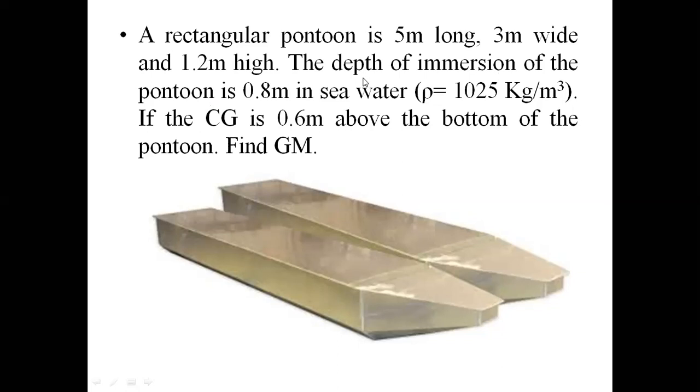You can remember in yesterday's class, while calculating the position of the buoyancy, we used to calculate the h. h is nothing but the depth of immersion. It is already given as 0.80 meter, and the pontoon is immersed in seawater of density 1025 kg per meter cube. He is also saying the CG is 0.6 meter above the bottom of the pontoon, and he is asking us to determine the metacentric height.